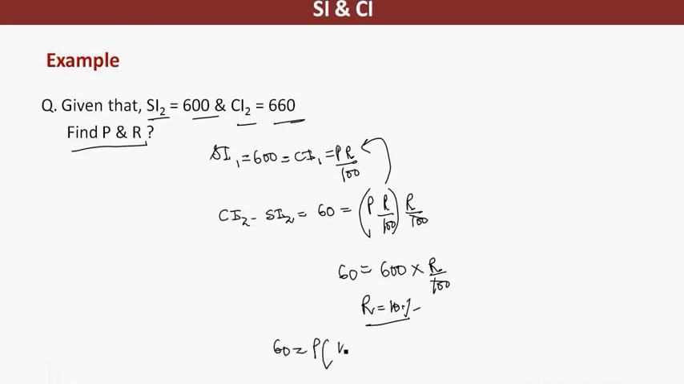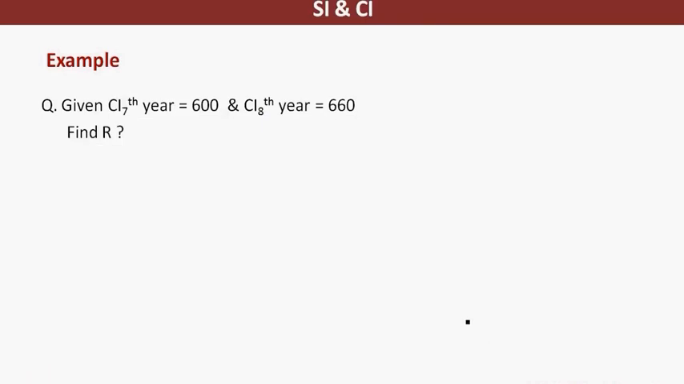Putting it back into the equation, I get 60 is equal to PR by 100 whole square. So just solving it, the value of P that you will get would be 6000. I hope the question is clear.